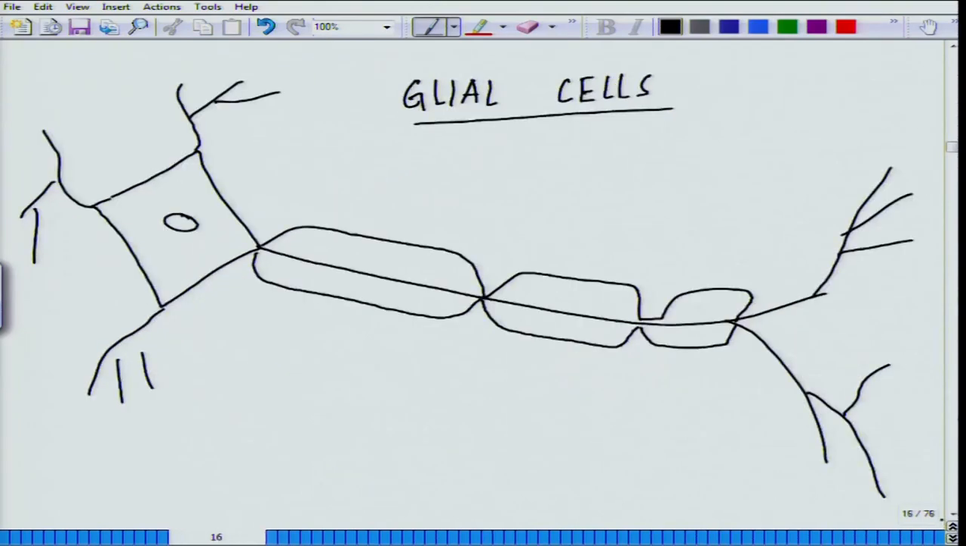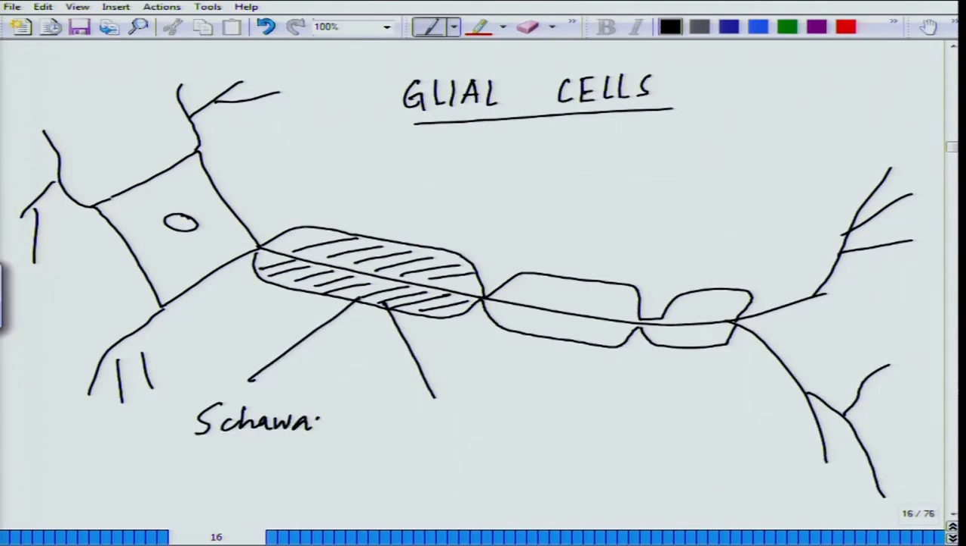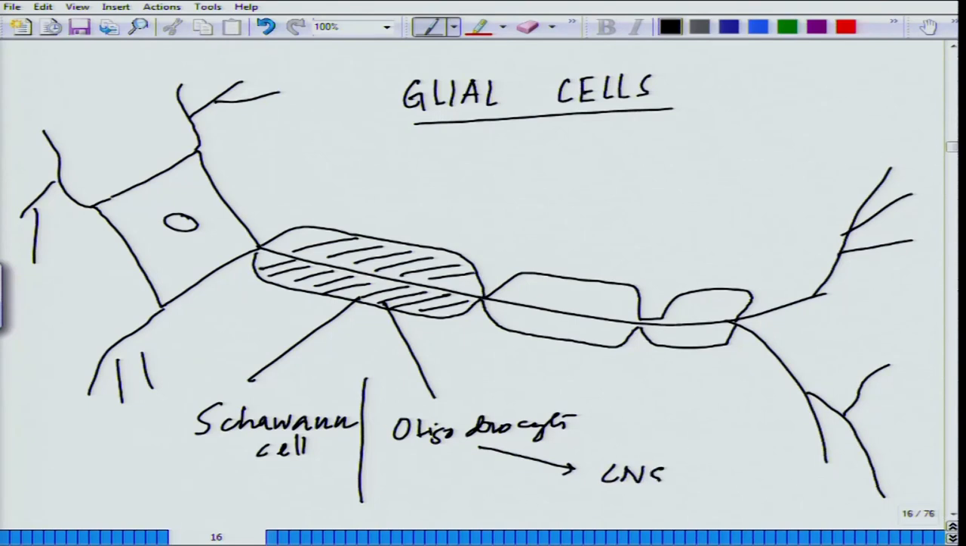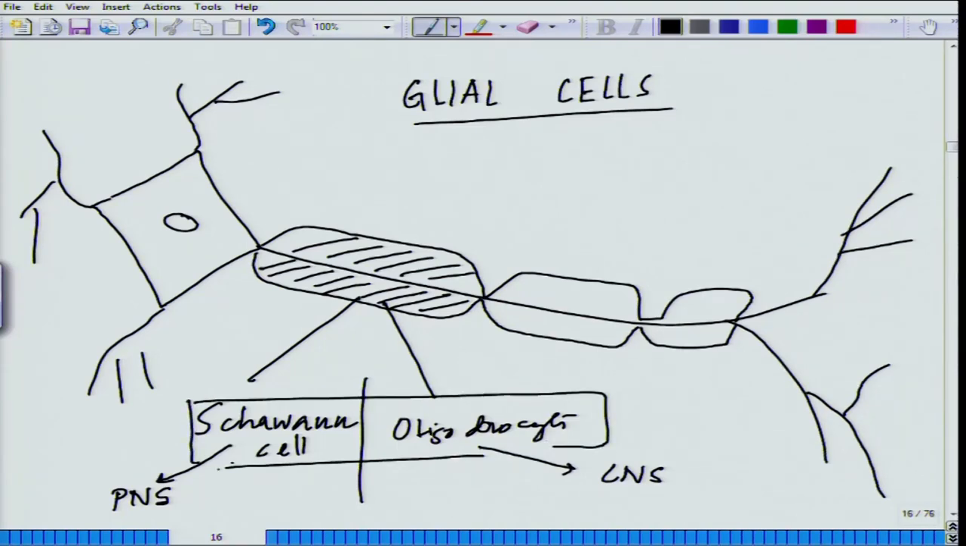Coming back to the previous slide, this myelination, what you see out here, what I am shading now, is done by either a Schwann cell or an oligodendrocyte. So, if the neuron is present in the central nervous system, it is by oligodendrocyte. If the neuron is present in the peripheral nervous system, then it is by Schwann cells. So, is the pattern of myelination the same?